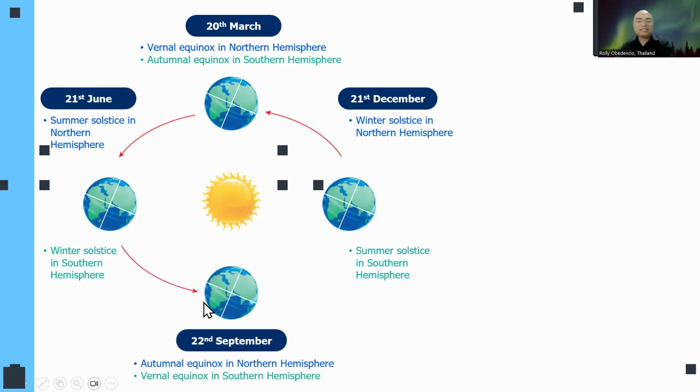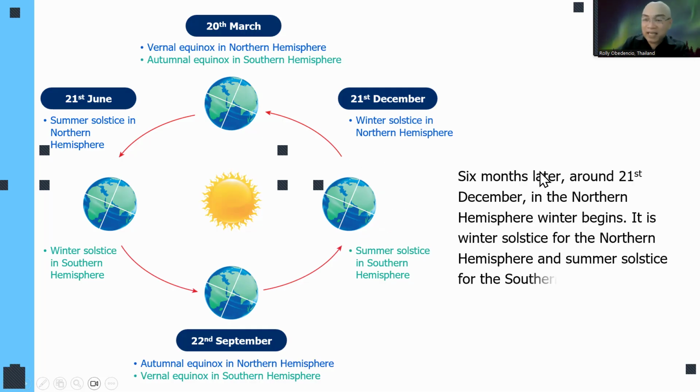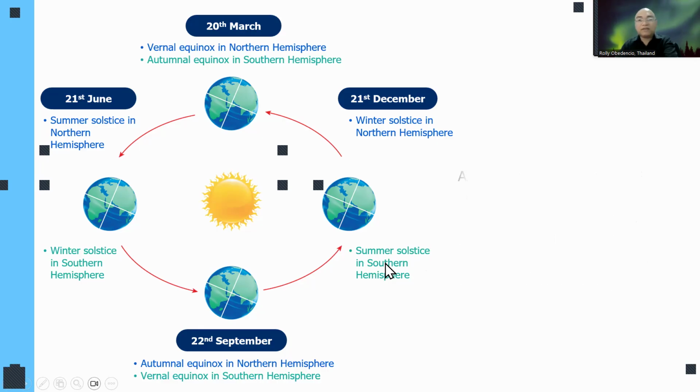What about during the 22nd of September? Oh, it is autumnal equinox in the northern hemisphere or the vernal equinox of the southern hemisphere, right? Now, it goes back again to the 21st of December. So, 6 months later, around 21st of December, in the northern hemisphere, winter begins. It is winter solstice for the northern hemisphere and summer solstice for the southern hemisphere.